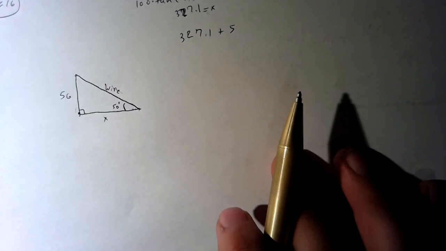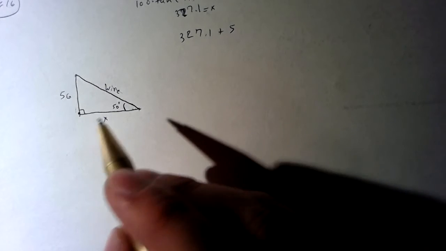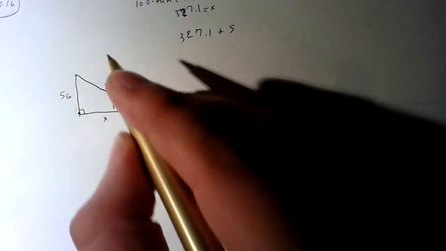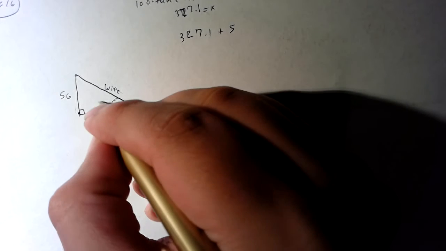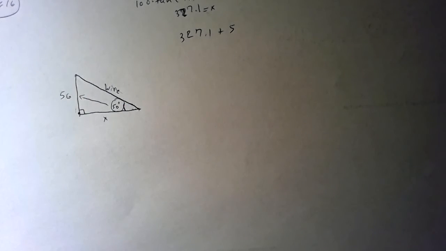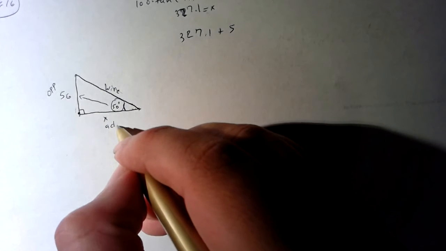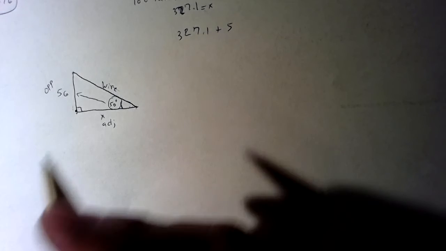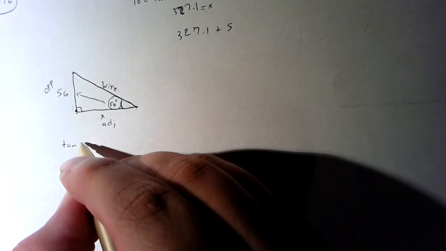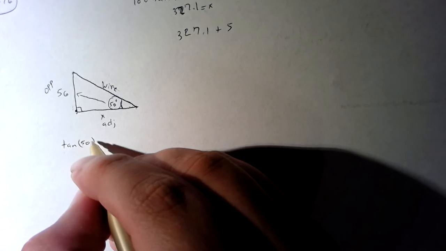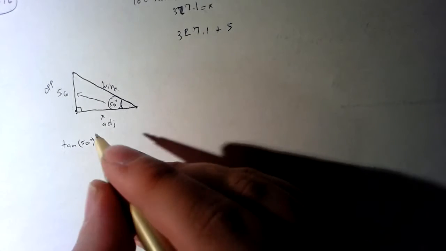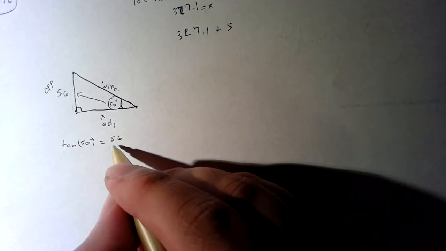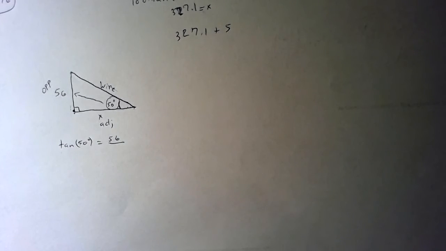Now we can use our trig ratios to solve for this. So we need to set up an equation. Our angle is 50 degrees. We have a side opposite, and then we have the adjacent. Which one has O and A? It's TOA. So tangent of 50 degrees equals opposite, which is 56, over the adjacent, which is x.